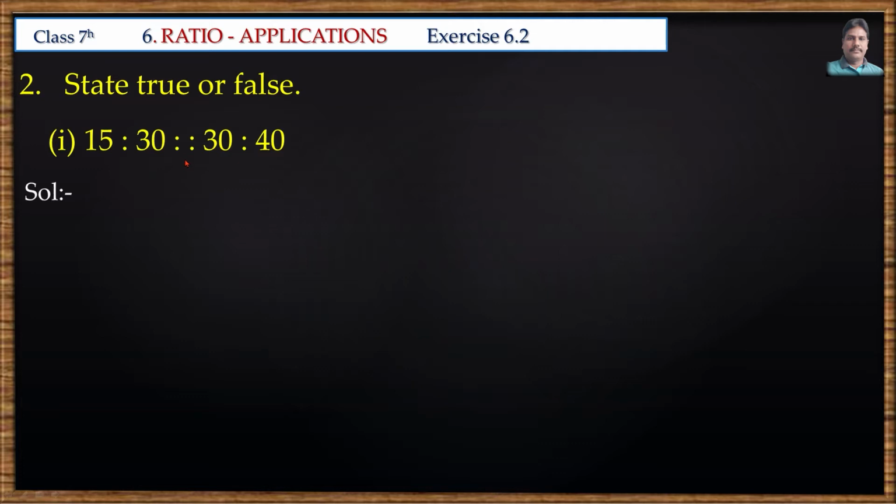Let us solve this problem. In order to verify this proportion, we have to find the product of means and the product of extremes. Product of means is equal to, what are the means here? 30 and 30, these both are means. So 30 into 30, it will become 3 3s are 9, 2 zeros, 900.